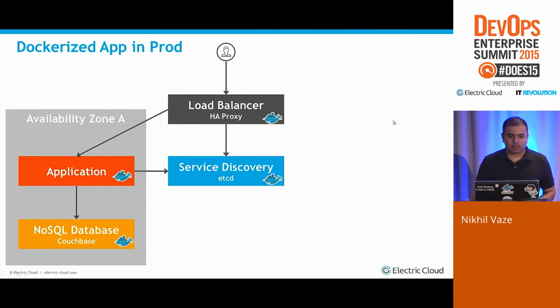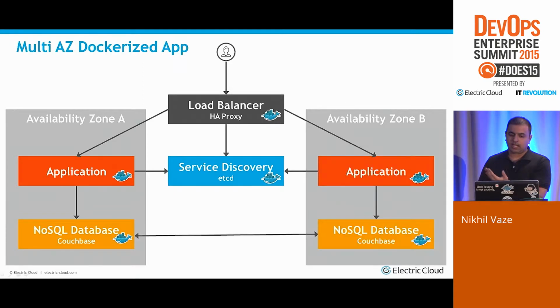So here is the app that I'll be talking about. It's very similar. The load balancer is HA proxy. There's still service discovery. But there's an application, a flight reservation system that is talking to a NoSQL database called Couchbase. The change I'm going to make is that this all lives in one availability zone on Amazon. I'm going to add a second availability zone and create a new web tier and a new NoSQL database.